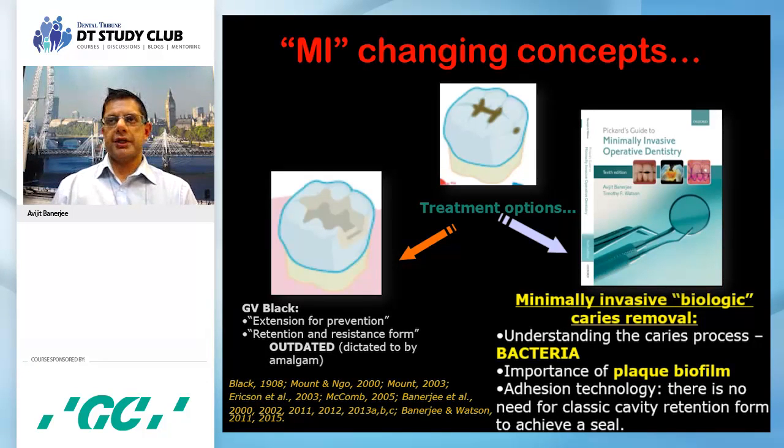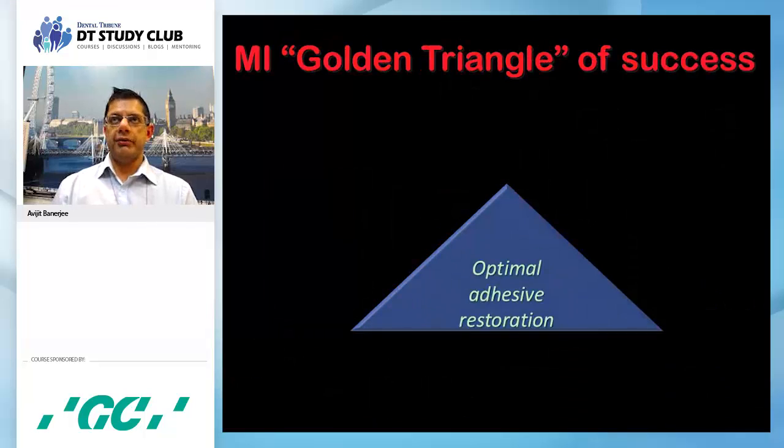We need to understand the caries process, the bacteria, the biofilm, and also the adhesion technology of our modern materials, which allow us to seal in residual tissues and allow the dentine pulp complex to actually repair itself biologically over time. Again, it needs the patient's cooperation with oral hygiene to maintain the optimal environment in the oral cavity for this to occur.